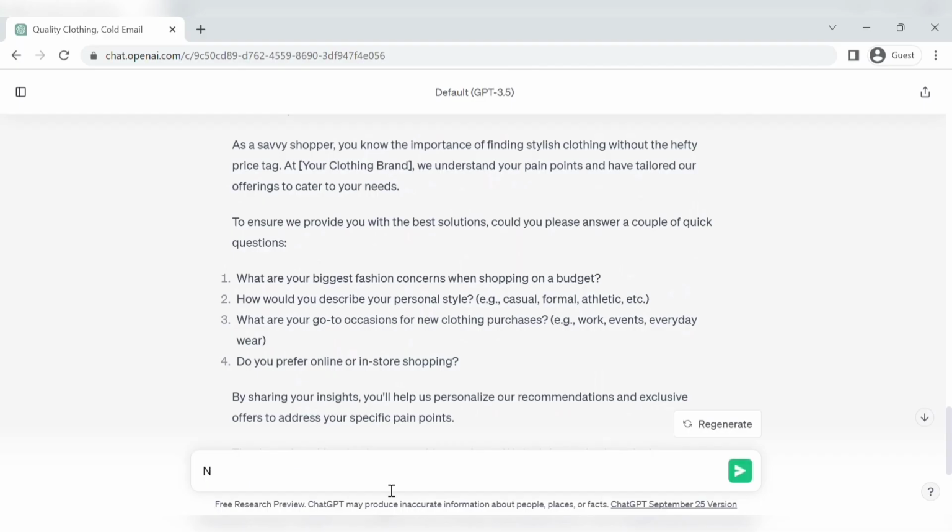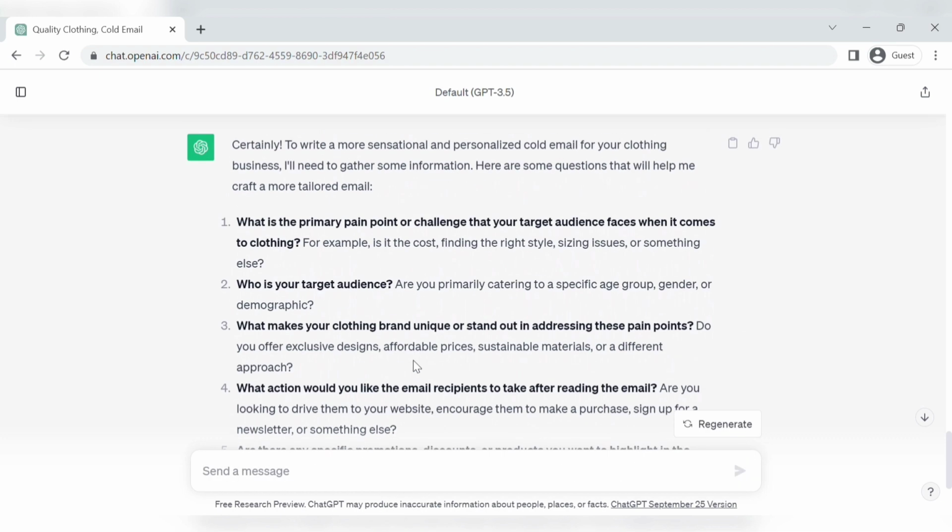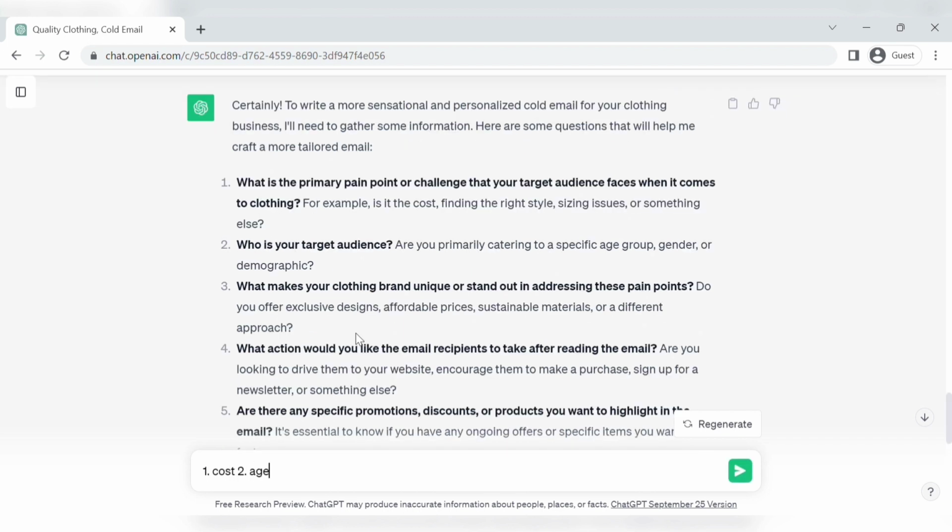Okay, now let's correct what I have done. I am telling ChatGPT to ask the questions from me so that it can write efficiently. The email should be personal and sensational. Click enter and then see. Here is a series of questions that ChatGPT needs answered to write efficiently. Some of the questions are as follows.